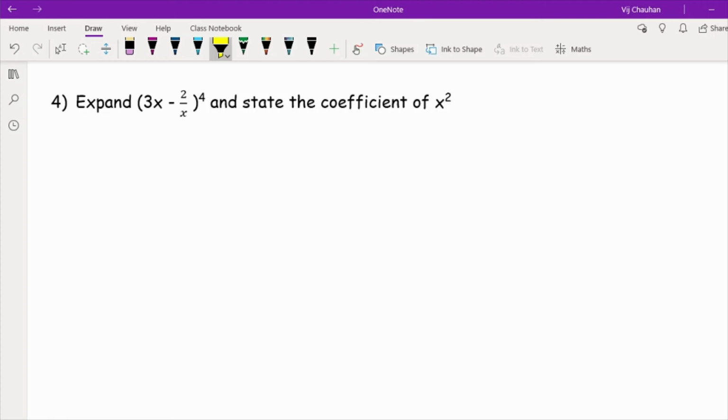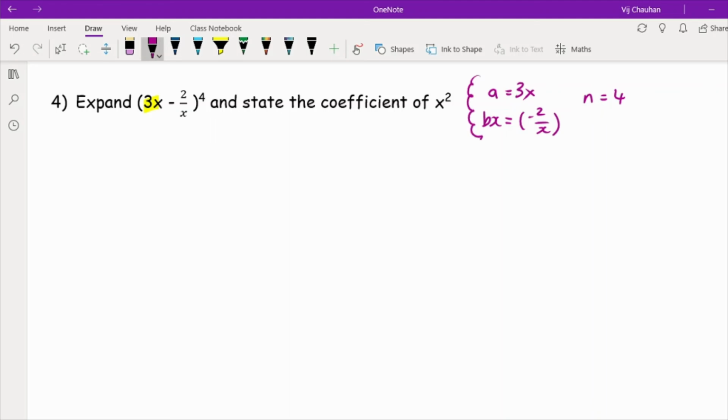The first term could be anything, so it could involve any letter, x's, y's, or multiple letters, it doesn't make a difference. But the key thing to remember is that you've always got two terms inside this bracket. So in this particular case, my a is going to be 3x and my bx is going to be minus 2 over x, and our power is 4. So it's worth making a note of that: a equals 3x, bx is equal to minus 2 over x, and n is 4.